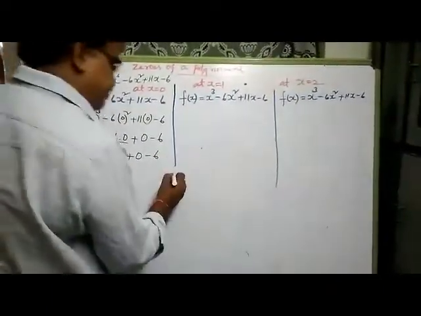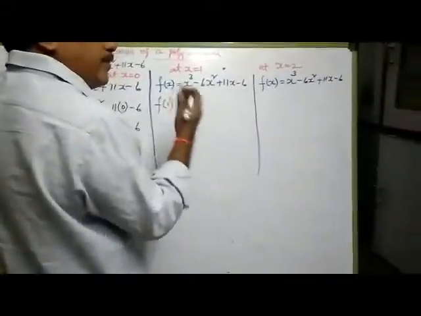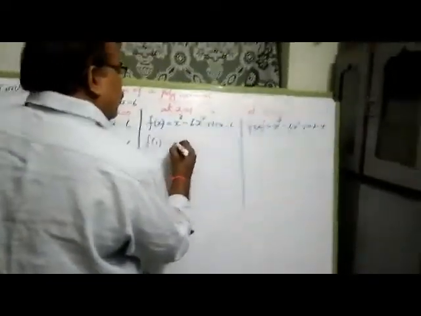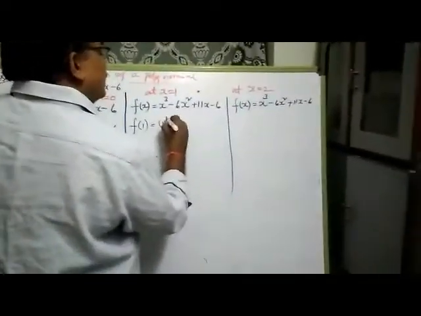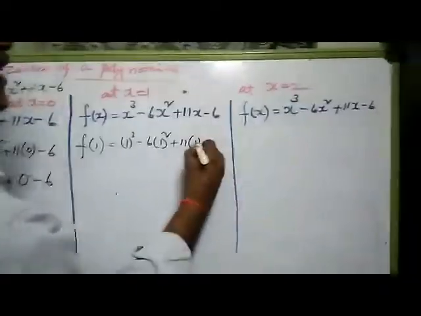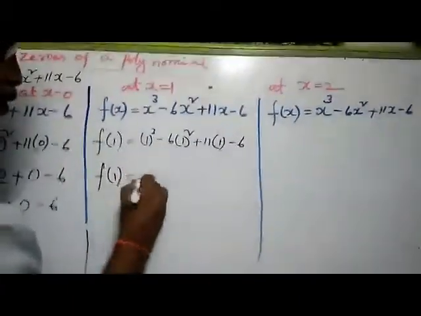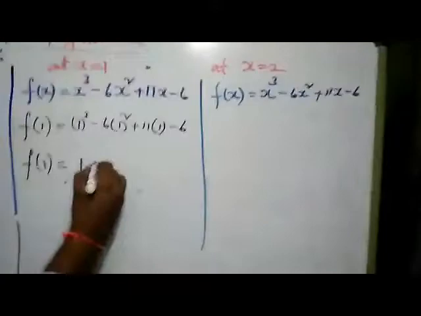We'll go to the second one. Next, at x is equal to 1, I am finding the value of the polynomial. So, 1 whole cube minus 6 into 1 square plus 11 into 1 minus 6. F of 1 is equal to 1 cube, 1, minus 6 into 1 square.